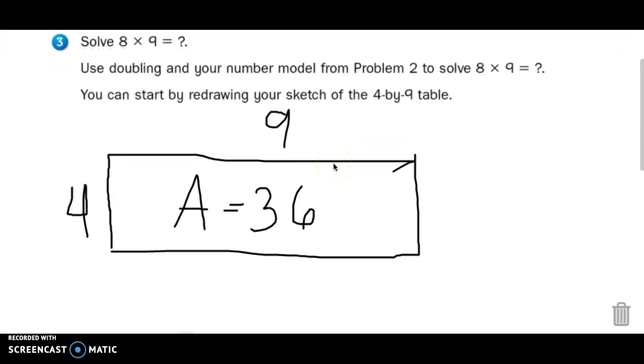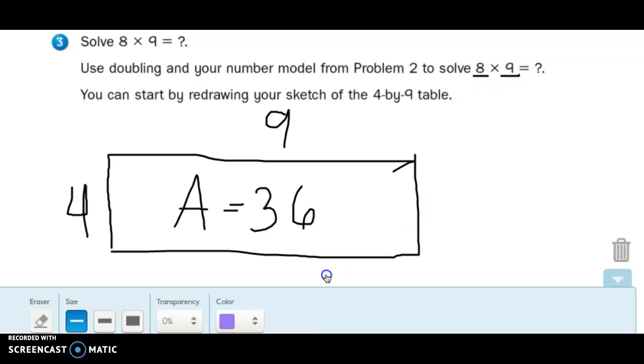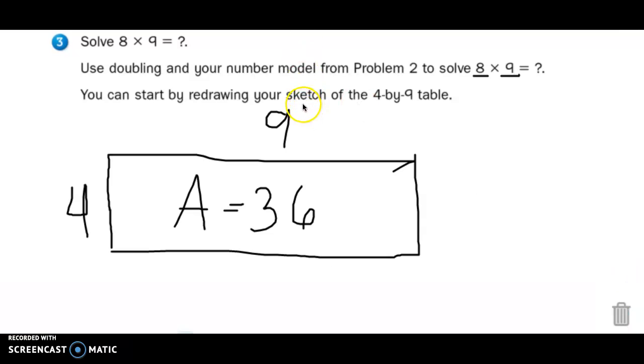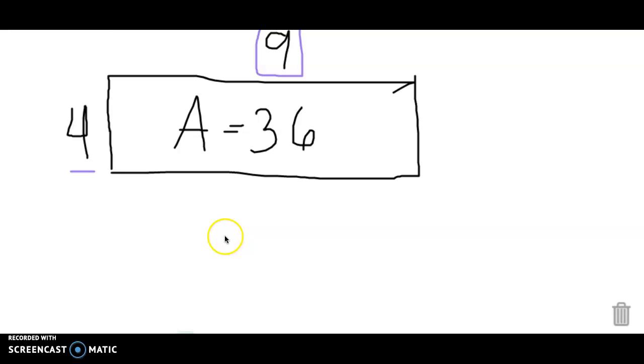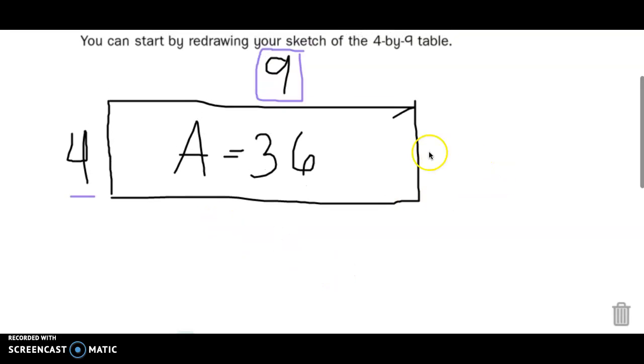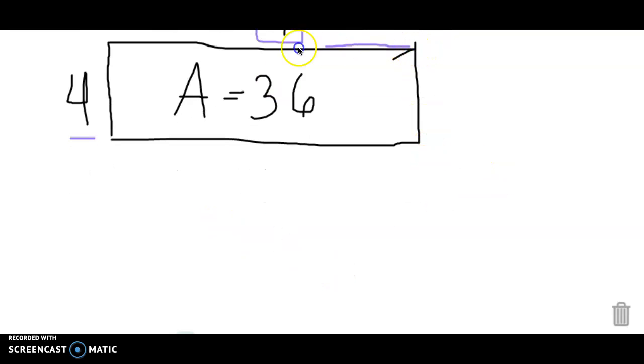How would I use doubling to figure out 8 times 9? Again, think about what number gets to stay the same. I see a 9 on the top and the bottom, and I see a 9 that I need to keep. So if this is 4, what can I double to figure out the area of 8 by 9?